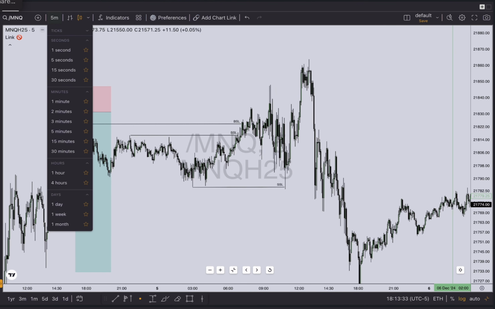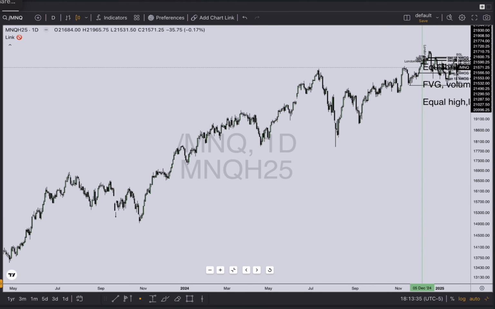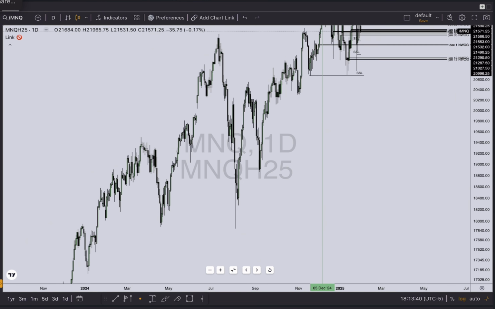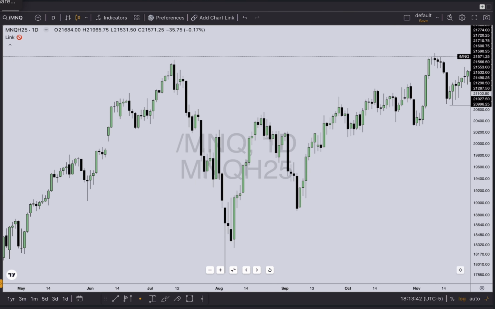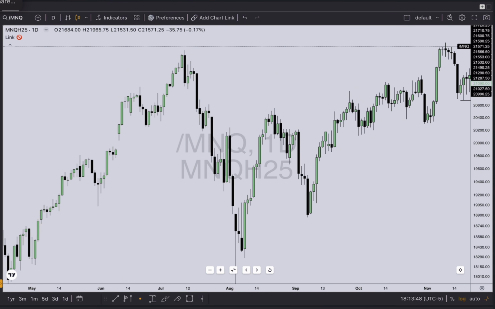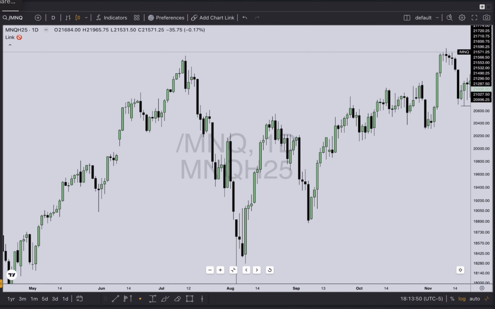So if you go on the daily chart, you can see equal highs, equal lows, daily highs, daily lows. They are all very, very important to look at. So this is a daily high. These are daily lows to mark out. Every daily high and low is a very, very important draw on liquidity.